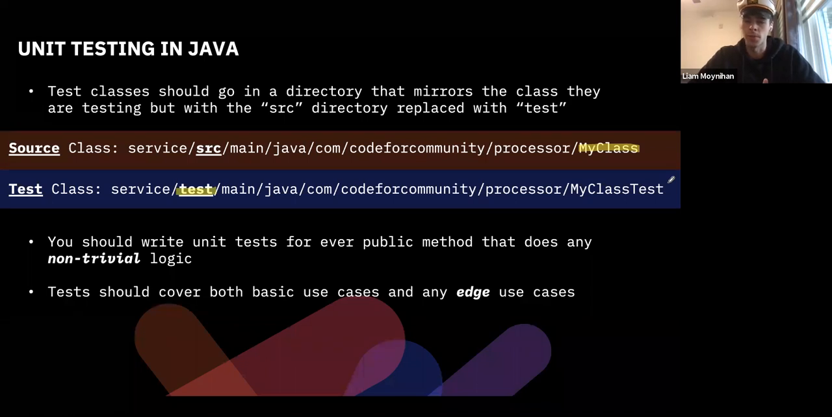And you should be trying to capture both the basic use case, something that you would expect, and then also thinking about any edge use cases, any weird inputs, anything that might trigger some weird functionality. You want to be sure that you're testing that and know exactly what's happening there.